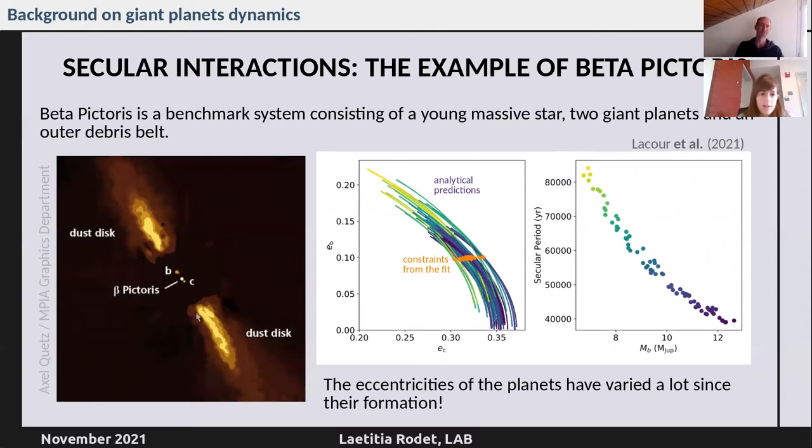When you look at the dynamical evolution of this system, it is thought to be stable. However, the architecture will evolve periodically on a timescale of hundreds of thousands of years, and the eccentricity can vary by as much as 0.1 on this timescale without the stability being endangered. So it is interesting that the architecture that we usually suppose fixed is actually varying a lot. And this can have consequences on the debris disk, for example, which is quite perturbed in Beta Pictoris.